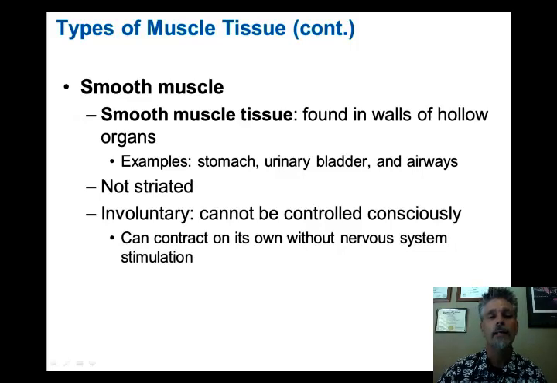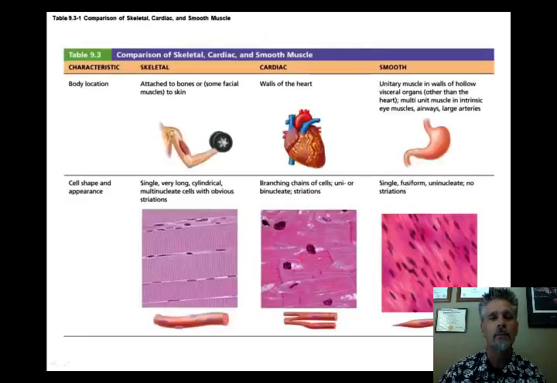And like we said, involuntary. So what we find is that, again, you can have the nervous system stimulating it, etc., and it's going to do so under the radar. It'll be coordinated, to be sure. It's not just randomly contracting, but it's going to be unconsciously controlled. So this figure from table 9.3 does a good job of giving you examples, showing you what they look like, and talking about their characteristics. So make sure you take a look at that.